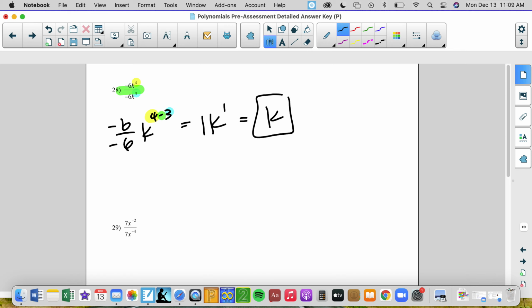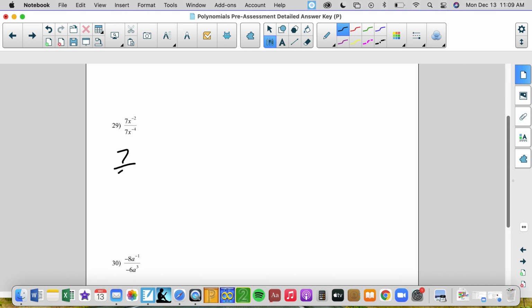Number 29. So coefficients, x to the negative 2 minus negative 4. There's your trick question. So we have our numerator, negative 2, divided by minus negative 4. So numerator minus denominator. So 7 over 7 equals 1. We're left with x to the negative 2 minus 4 is negative 2 plus 4, which gives us x squared.